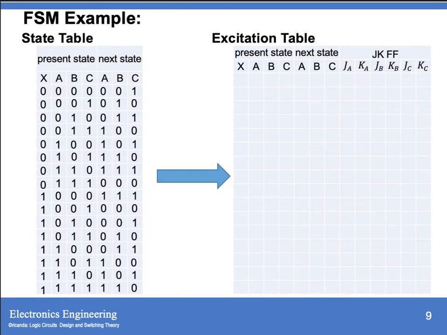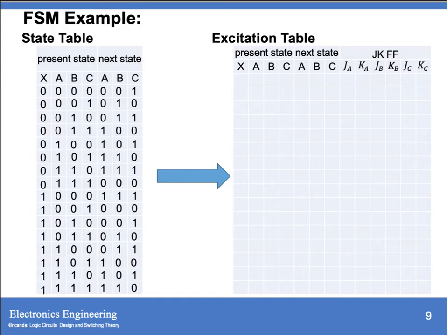We have the present state, next state, then your JK inputs. Since we have three variables in your state, the maximum is 7, so we also have 3 flip-flops. Since we use JK flip-flops, we designate the first as A, the second as B, and the third as C.